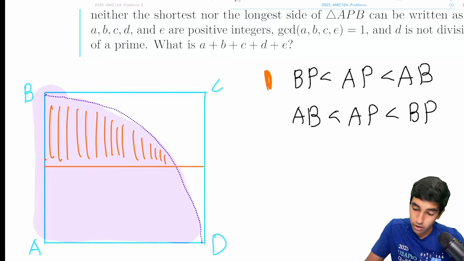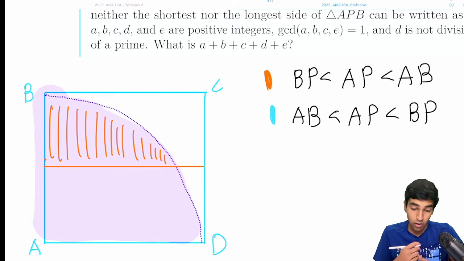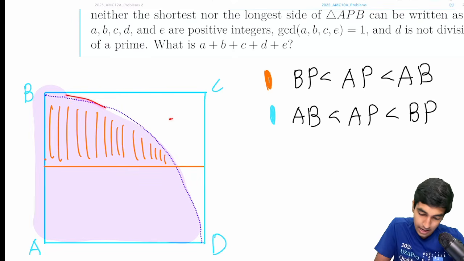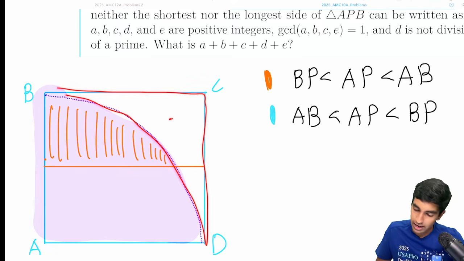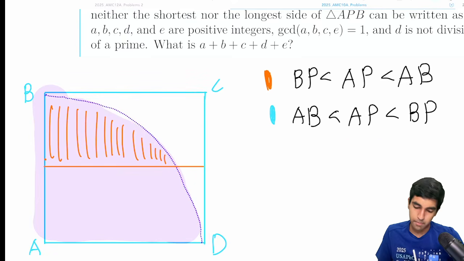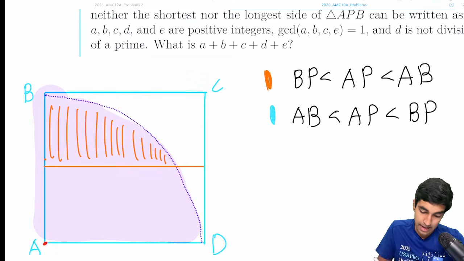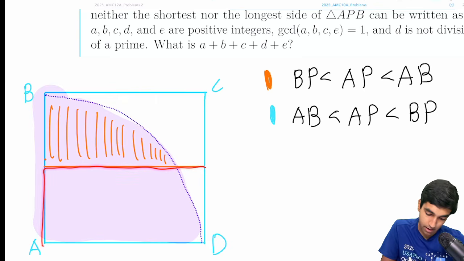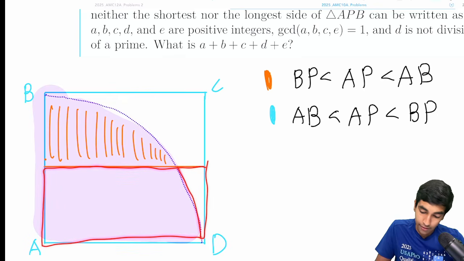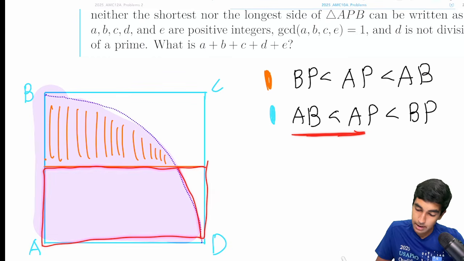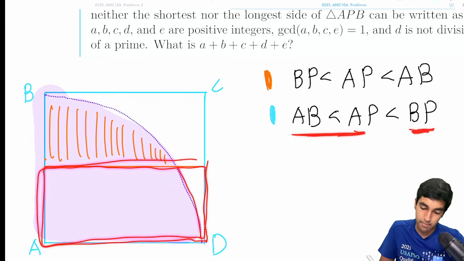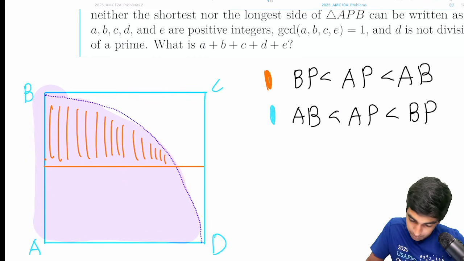Now what about this blue case over here? AB is less than AP. Here's a change: AB is less than AP, so now P has to lie out here somewhere. But AP is less than BP, meaning P has to lie on this side in this case. So it has to lie outside the circle for AP to be greater than AB, but in this rectangle for AP to be less than BP. So we're looking at this light blue area over here.